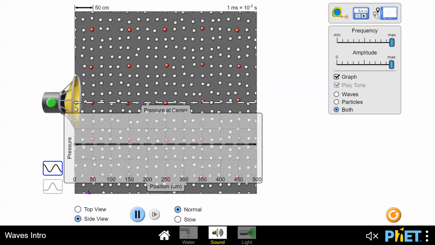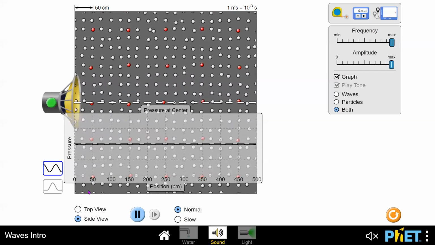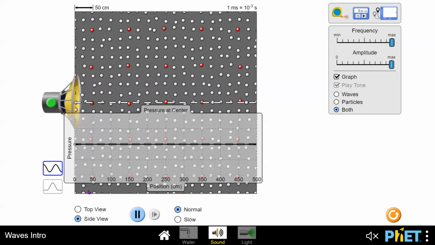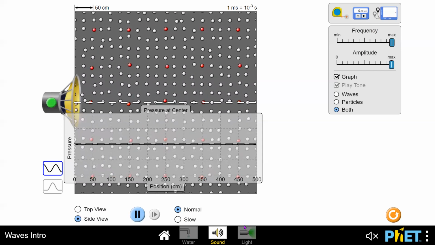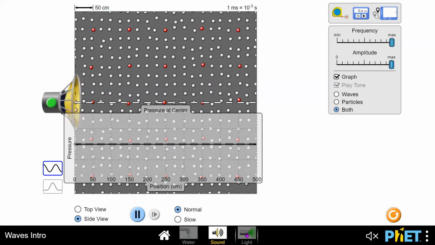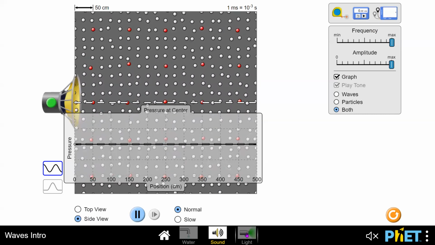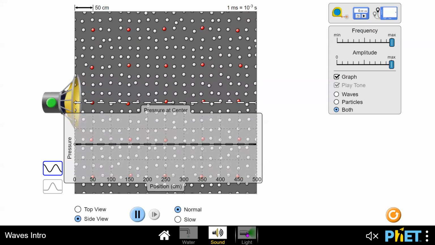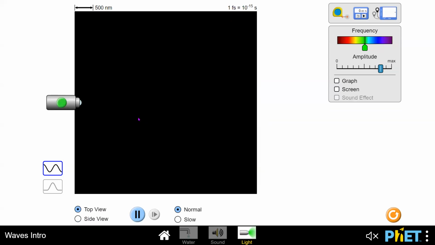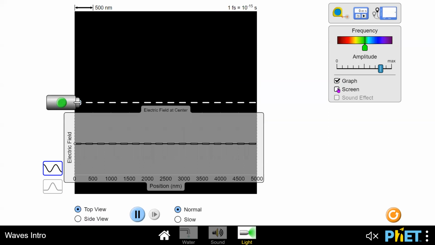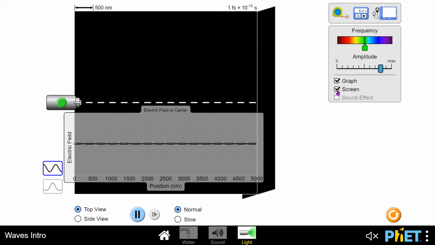So this is about the sound wave. Now let's do the same thing for light. Click on the third option right here, and top view or side view doesn't matter in this case. Also, we are looking in normal mode, and we need graph, and screen if you need a screen also, and let's put sound effect as well.